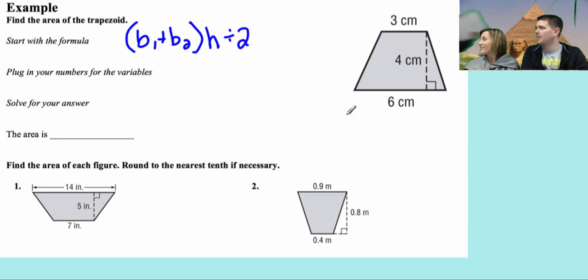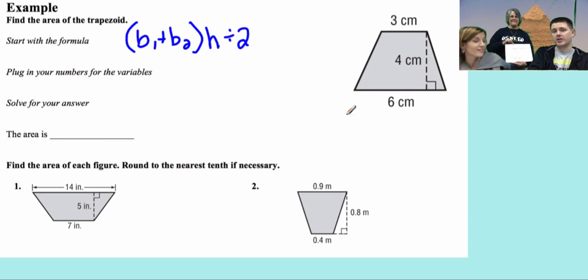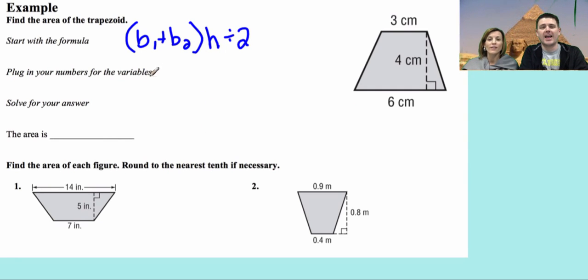I do a trapezoid, right? That's a very nice trapezoid. Thank you.